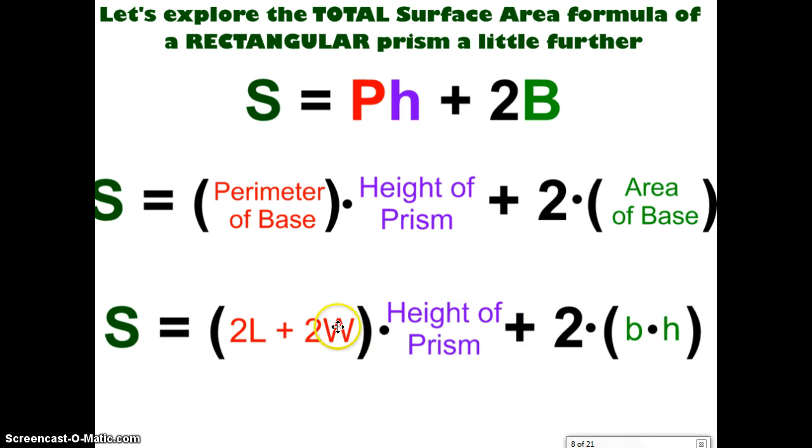So we're still going to find the perimeter of the base using 2L plus 2W. We're still going to multiply it by the height of the prism. We're going to add that answer to the area of the base times 2. The area of the base is times 2 because there's 2 bases, both a top and a bottom.